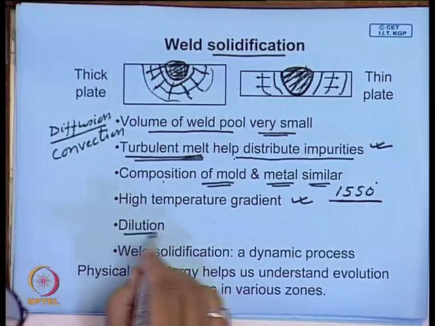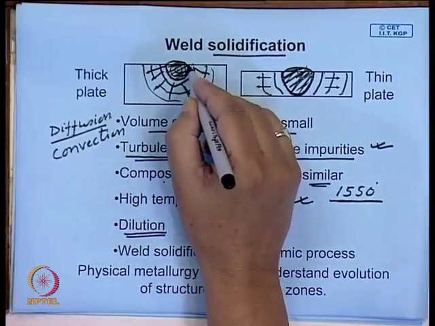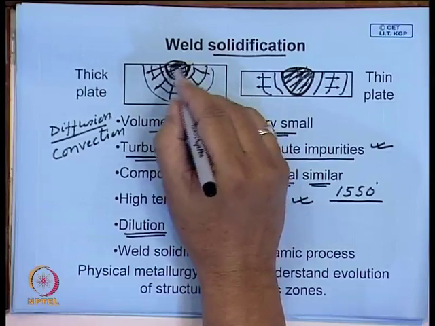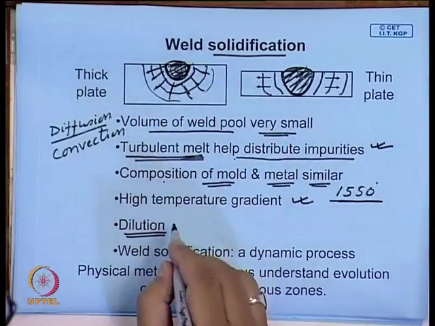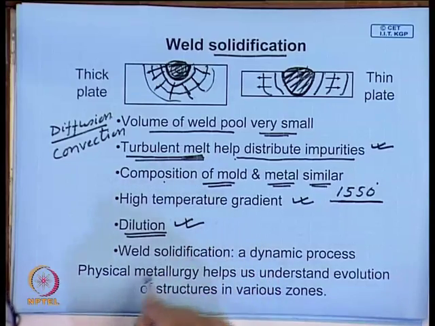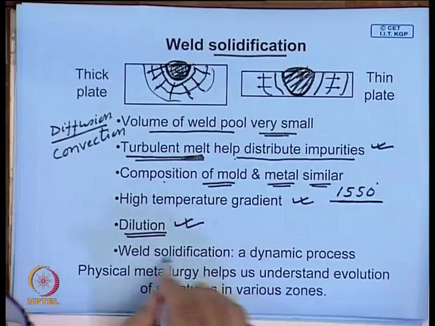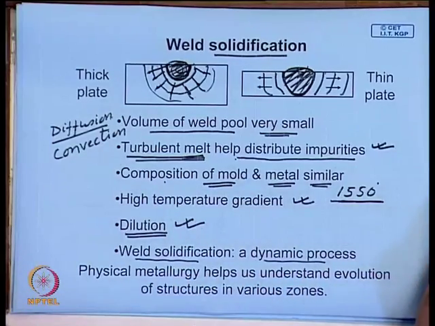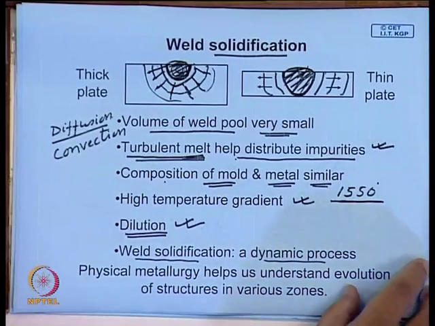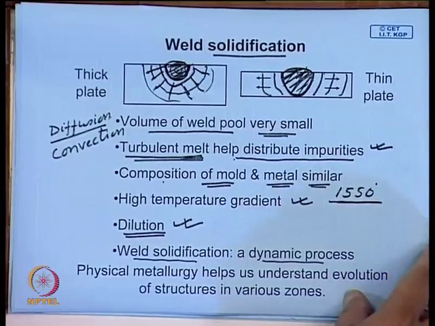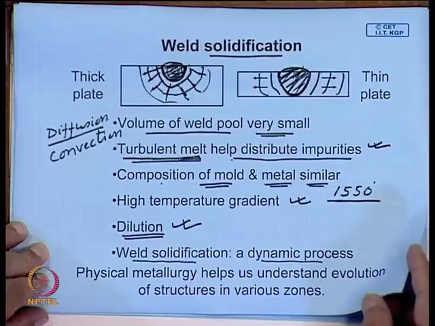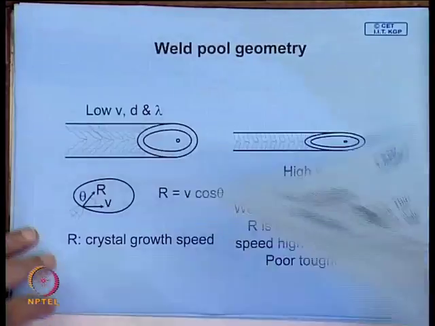Now, dilution is also an important factor. A part of this metal which melts mixes with the metal in the weld pool, and this is also quite important in forming good bonding. And weld solidification, therefore, is a dynamic process, and this physical metallurgy whatever we have learned does help us in understanding the evolution of structures in various zones in a welded component.